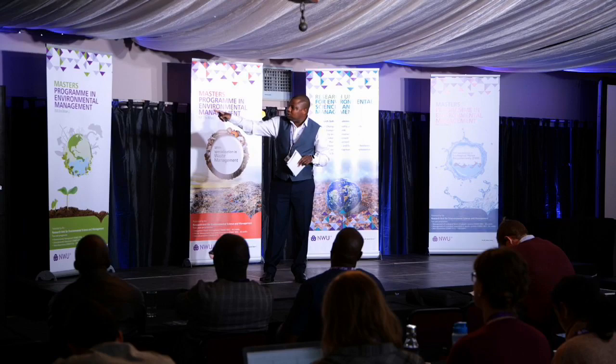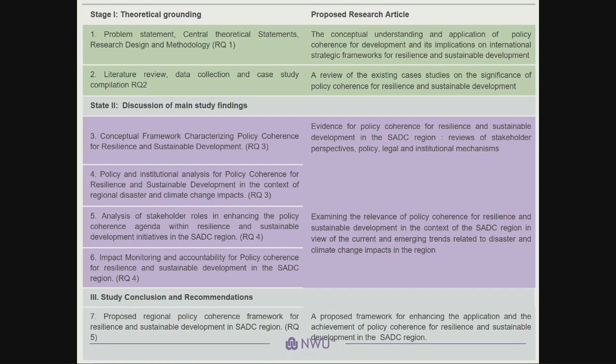And there are three levels of the research. Because of the nature of the research, it is about, one, appreciating the global context in which the nexus of sustainable development, resilience, and policy coherence exists. So the first stage of the research, the theoretical grounding, is looking at two research papers. One looks at the conceptual understanding of these concepts and how they are being applied globally. The second looks at case studies: how are policy coherence, sustainable development, and resilience being applied?